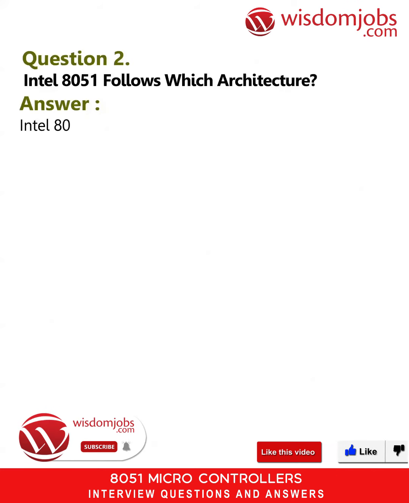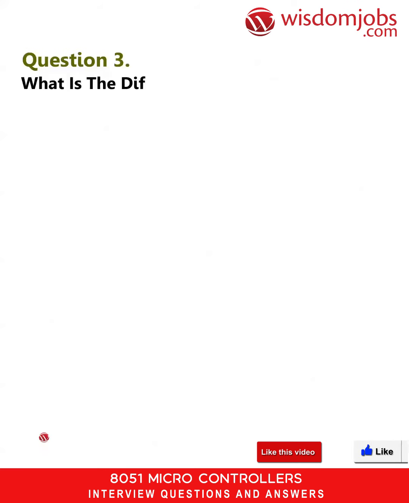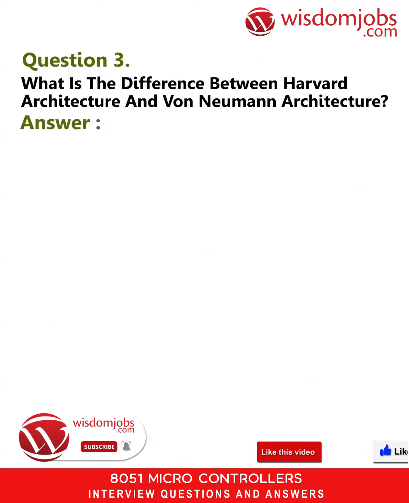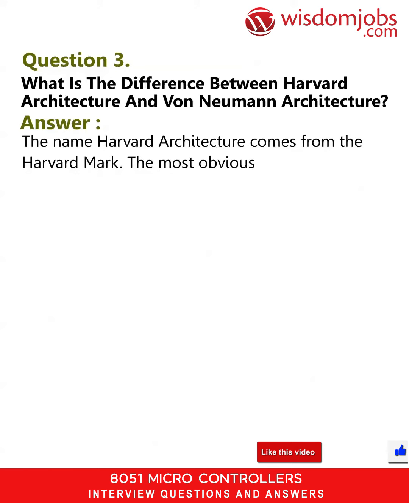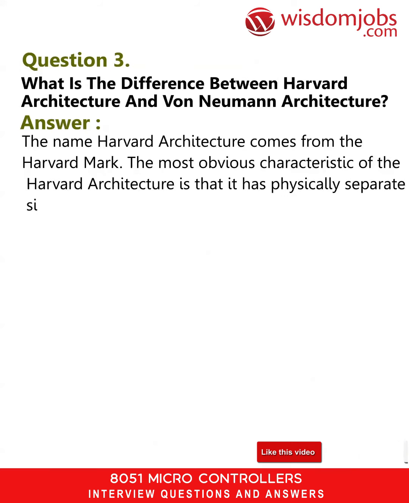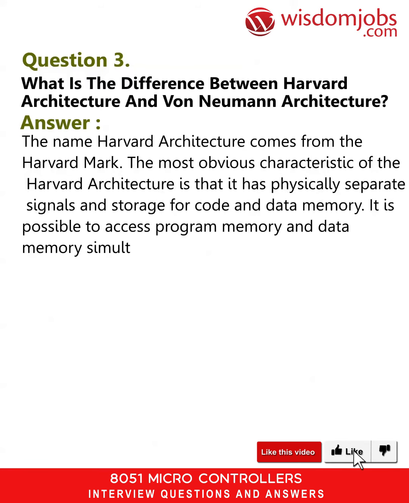Question 2. Intel 8051 follows which architecture? Answer. Intel 8051 is Harvard architecture. Question 3. What is the difference between Harvard architecture and von Neumann architecture? Answer. The name Harvard architecture comes from the Harvard Mark. The most obvious characteristic of the Harvard architecture is that it has physically separate signals and storage for code and data memory. It is possible to access program memory and data memory simultaneously.